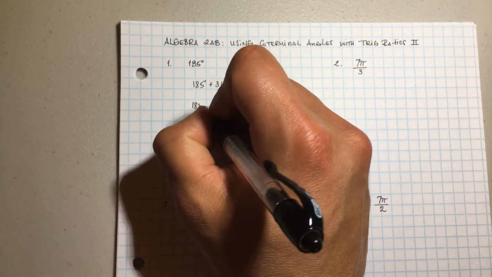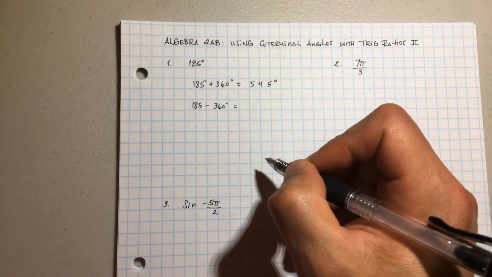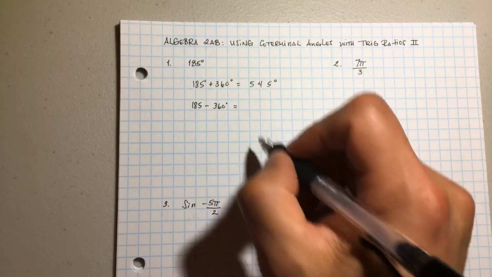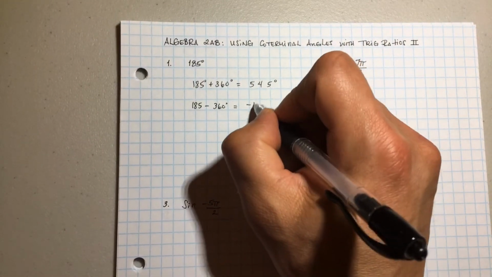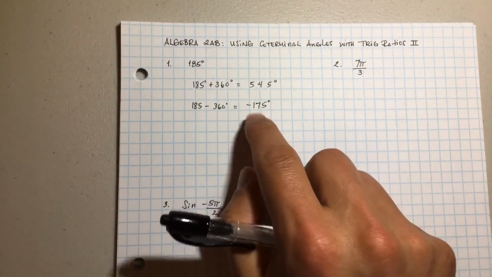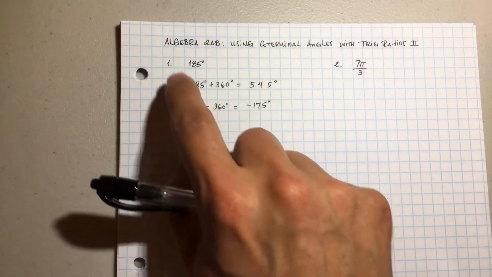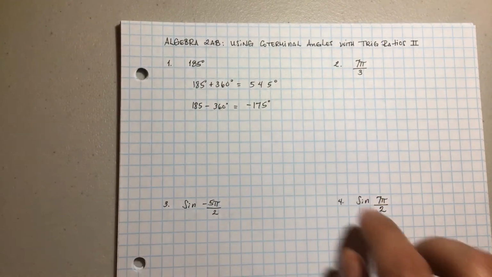Now if we want to do a negative, we're going to do minus 360 and do the same thing. And what would that be? That would be negative 175, I believe it is. So this guy would also be a coterminal angle of 185 degrees, except one is negative, one is positive, and that's all you do.